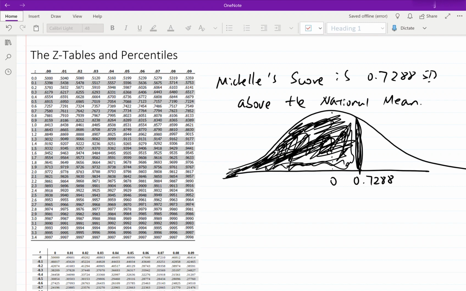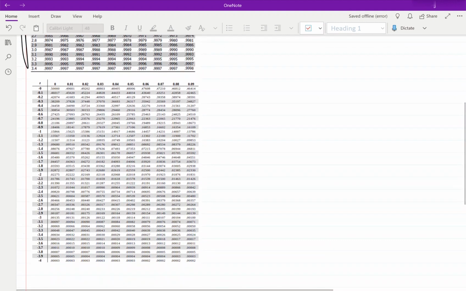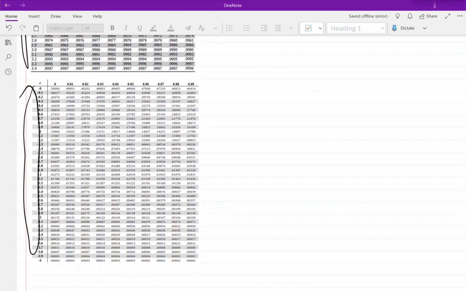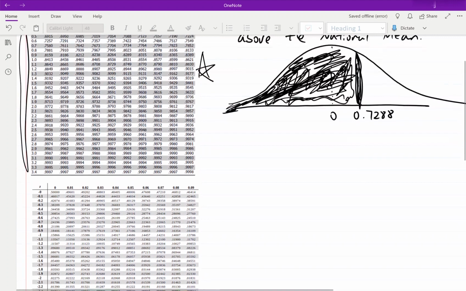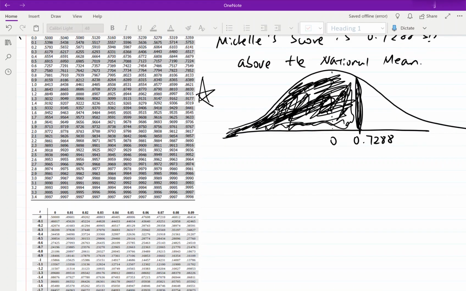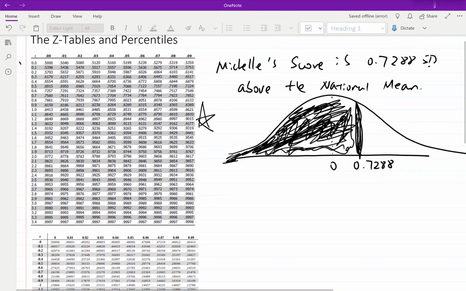And if we look at the Z tables here, this one is for the positive Z scores, so these values are positive. And the one here is for the negative Z scores, okay? Now let's see how we can use the Z table to get the percentage we want, or get the area, the shaded area here. So we have our Z score to be 0.7288.